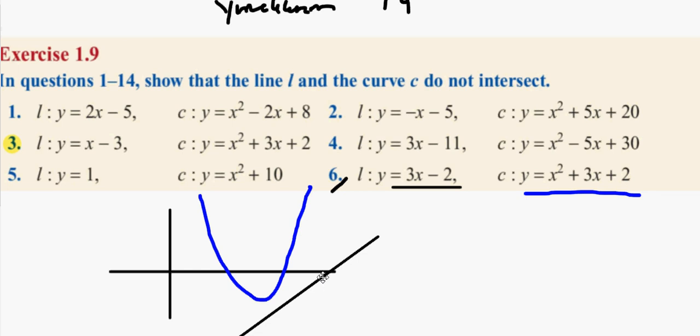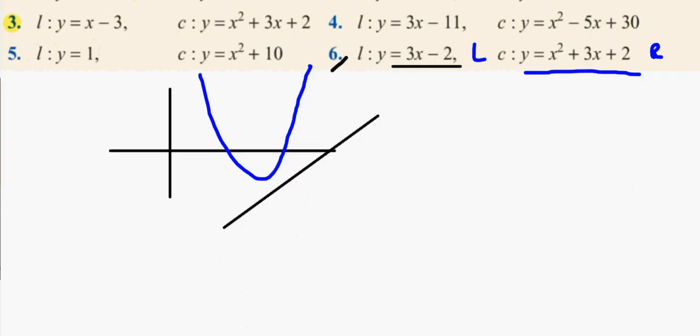Now here's what you guys have to do. It actually tells us the answer, doesn't it, in the question? What does it tell us? It says they don't intersect. So, if they don't intersect, then we have to prove that they don't intersect. So here's what you do. You always start off with the linear, okay? And you get one letter on its own.